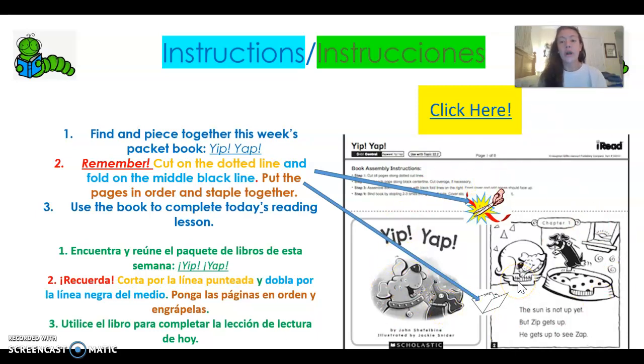And so, as usual, we are going to cut on the dotted line up at the top, and then we're going to fold on the center line in the middle to piece your book together. You want to make sure that your pages are in order, beginning to end. You can look at your page numbers to help you with that. And then you're going to staple on the left side of your page to create your book.